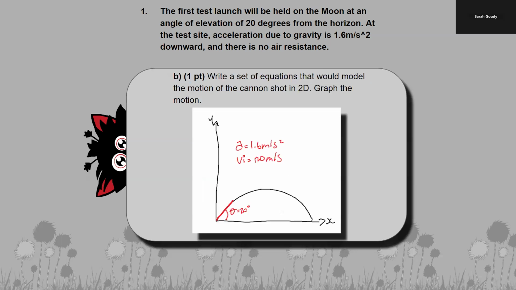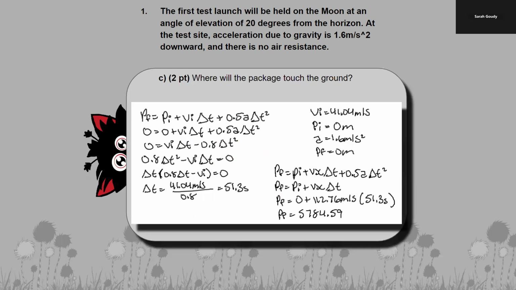If we were to graph this, this is what our launch would look like, roughly, in 2 dimensions. To determine where the package would touch the ground, or our final position, we would use the formula final position equals initial position plus initial velocity, delta time, plus half of acceleration, delta time squared. Assuming p equals 0, we rearrange and we get delta time equals 41.04 meters per second divided by 0.8, leaving us with the time of 51.3 seconds.